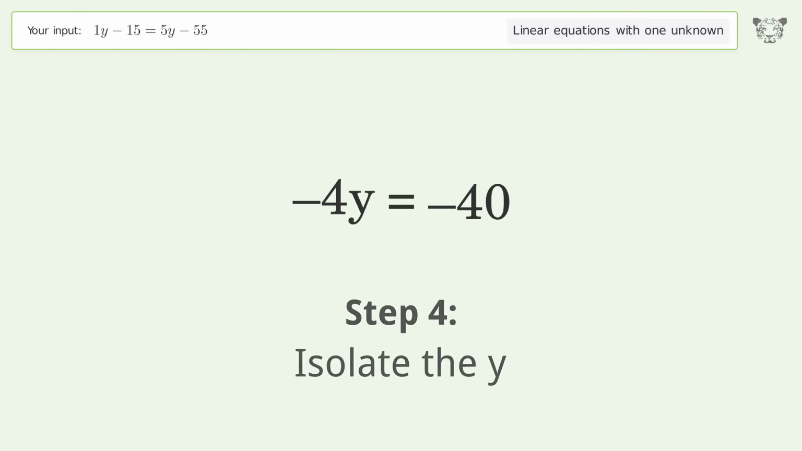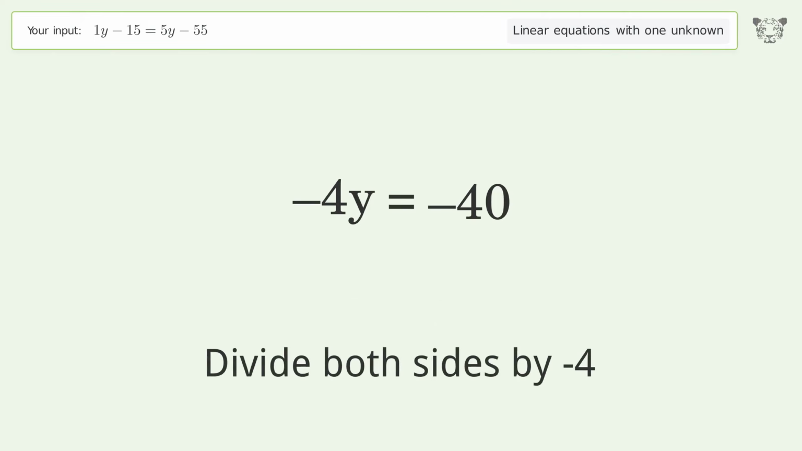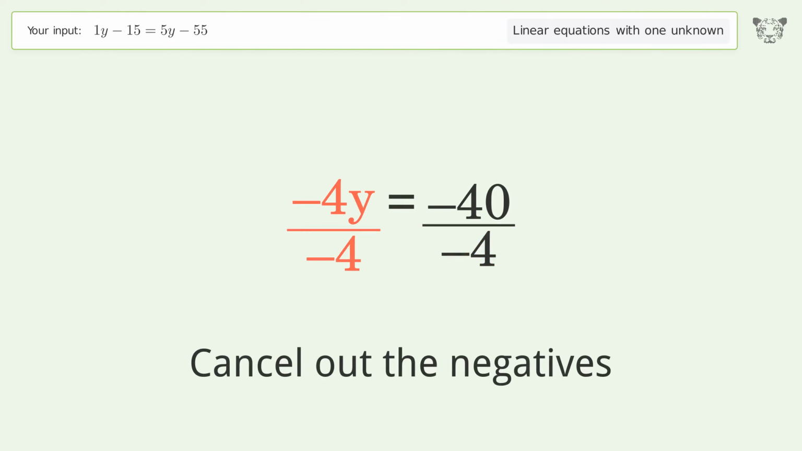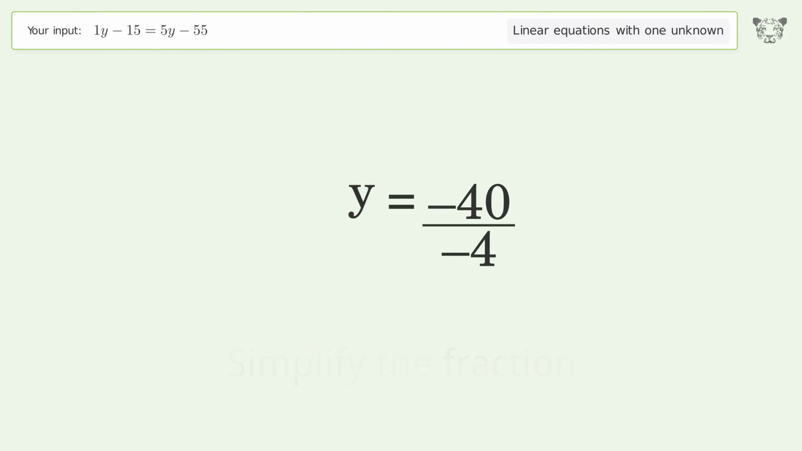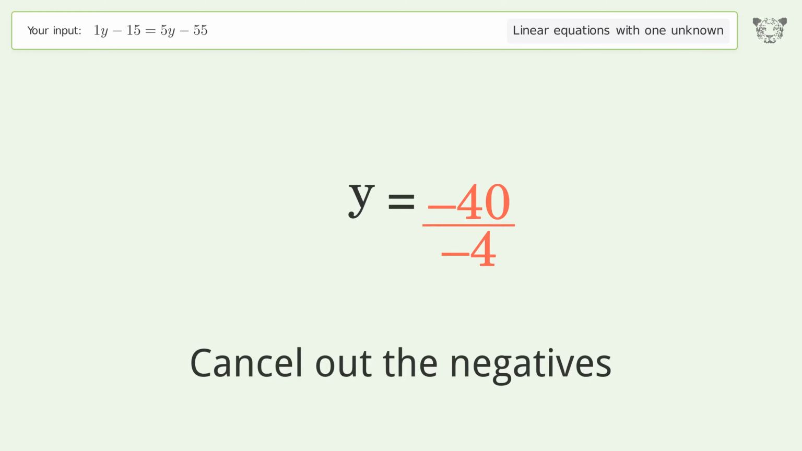Isolate the y. Divide both sides by -4. Cancel out the negatives. Simplify the fraction. Cancel out the negatives.